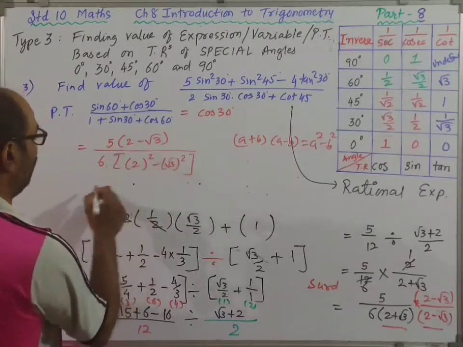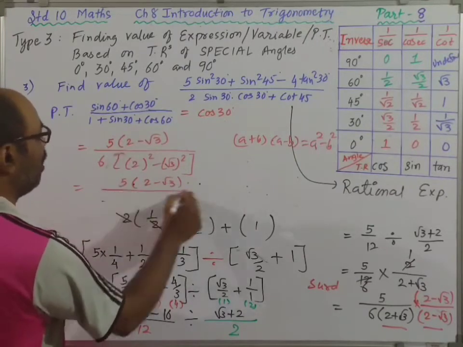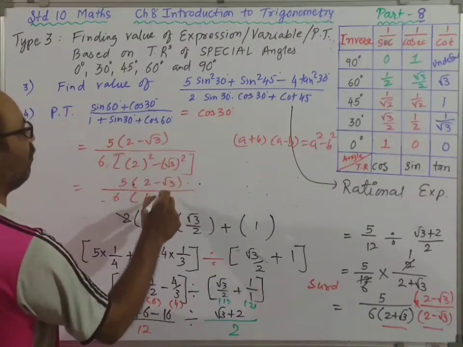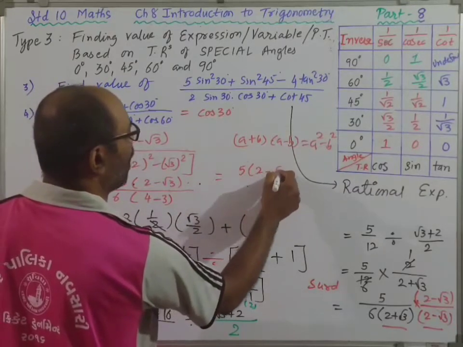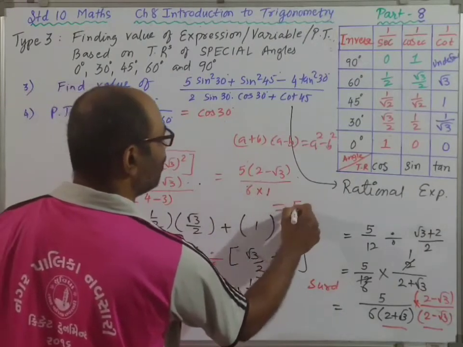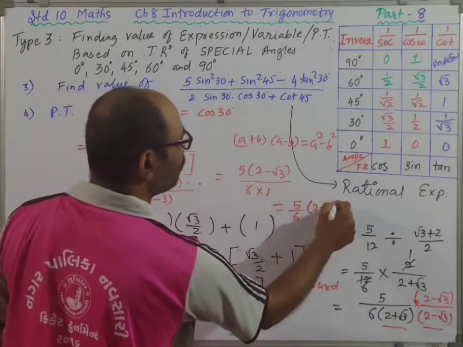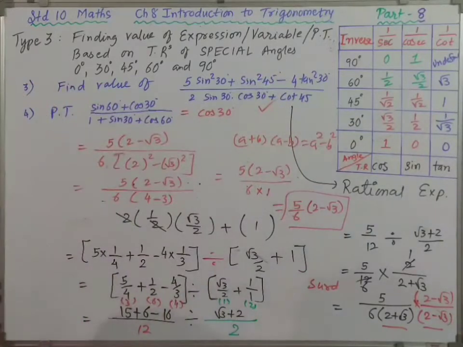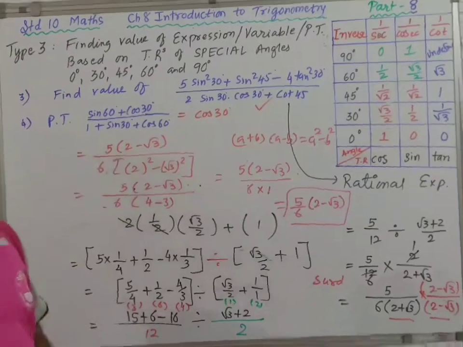2 and root 3. So that is equal to 5 into 2 minus root 3 upon 6 into square of 2 is 4 minus square of root 3 is 3. So that is equal to 5 into 2 minus root 3 upon 6 into 1. Final answer: 5 upon 6 into 2 minus root 3. This is the value of this expression. Got it, children? Understood? So we move on to the next number.